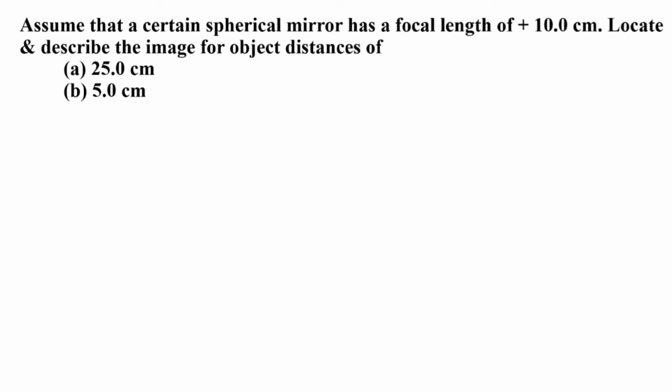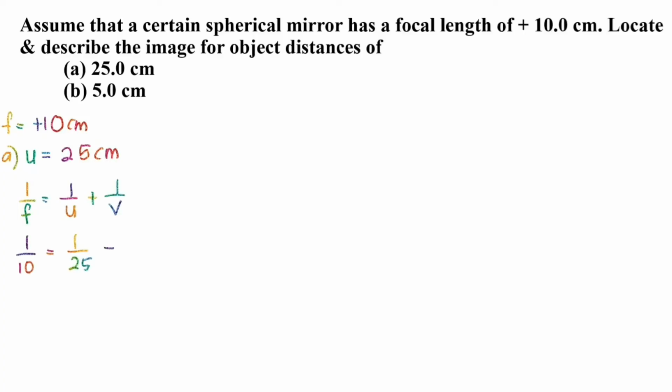Now let's do some exercises. You may pause the video to read the question. We have a focal length of positive 10 centimeters. The u is 25 centimeters. We're going to find v. We substitute all the values into the spherical mirror equation, and v is 16.6 centimeters.